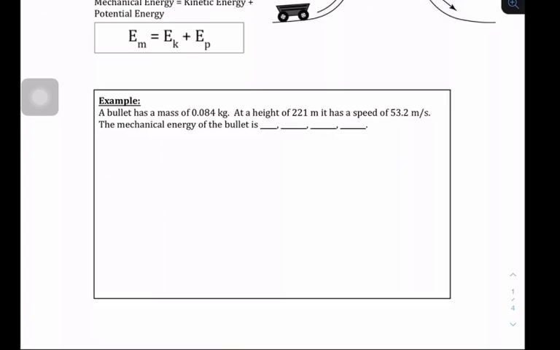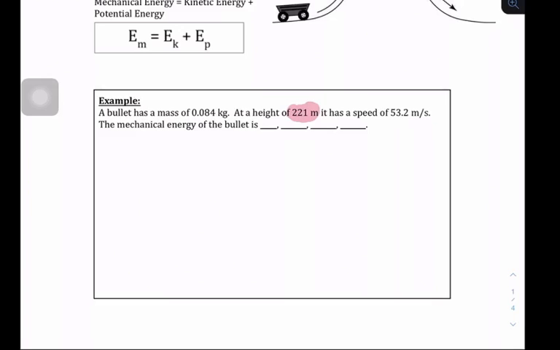The mechanical energy of the bullet is... so we need to find the potential energy because it is at a height, so it has energy. It's going to gain kinetic energy as it goes towards the ground. It also has kinetic energy because it's a moving bullet. It has a speed and it has mass.